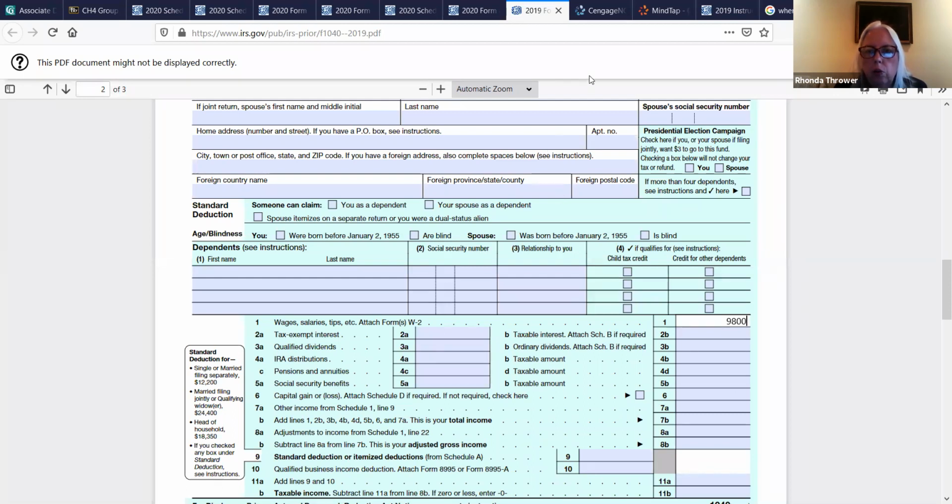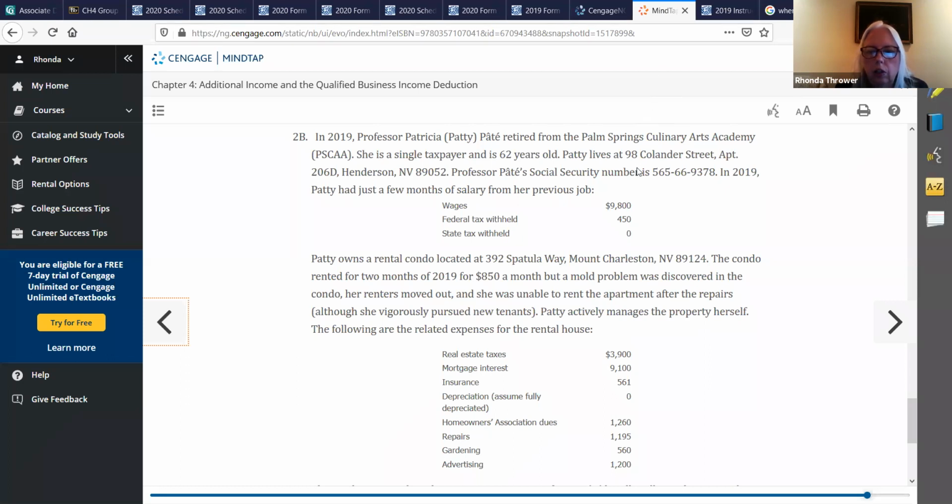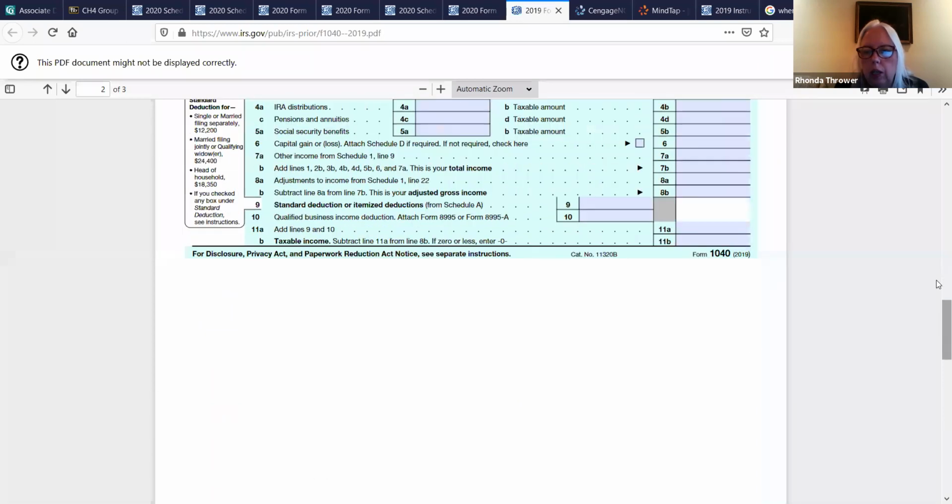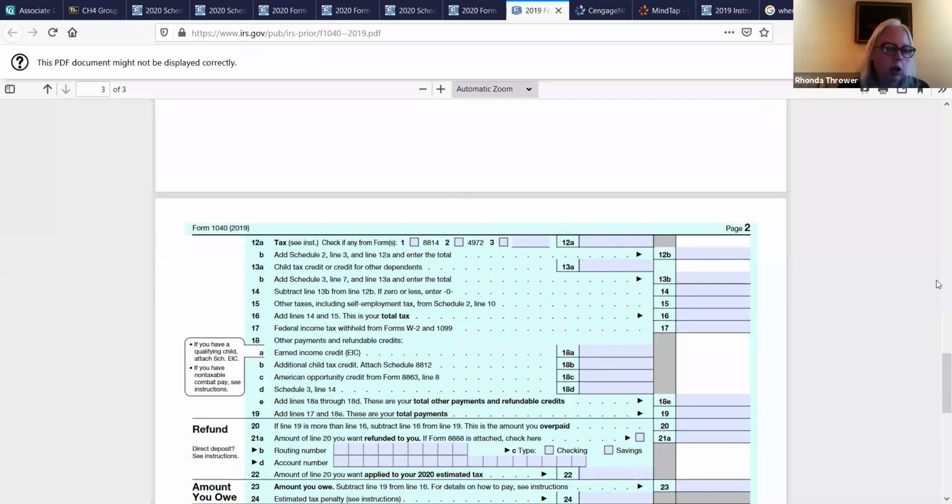And going back to the instructions again, she had some federal tax withheld. You could put that on 1040 if you wanted to. So going back to the 1040 form, that amount would go all the way on the second page for the federal income tax withheld, which is line 17, was $450.